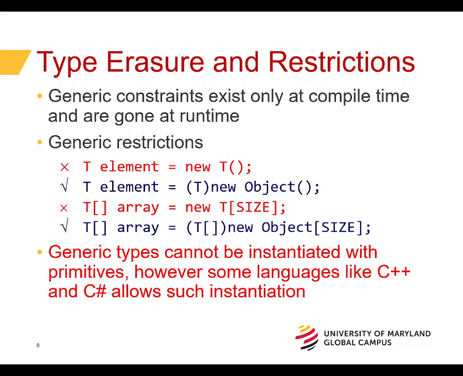One final note is that one other important restriction on generic classes and methods is that they can only be instantiated for types that are objects, not for any of the primitive types. However, some languages, like C++ and C#, do allow such instantiation.